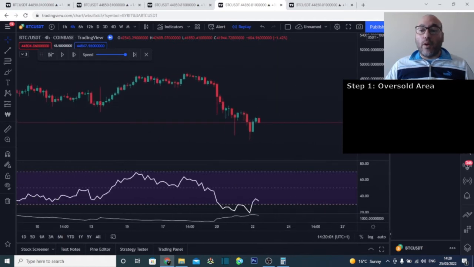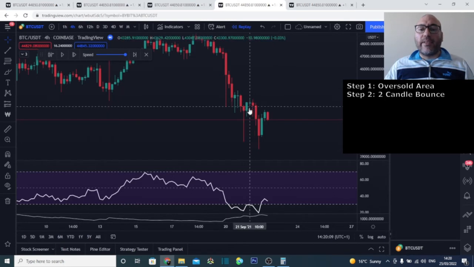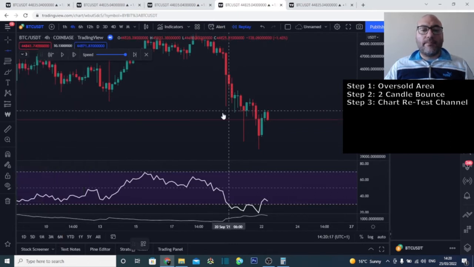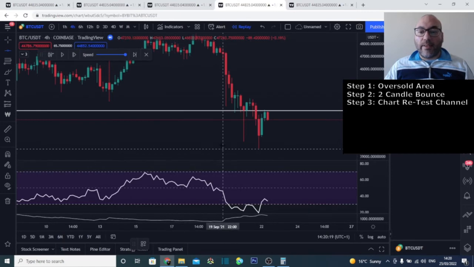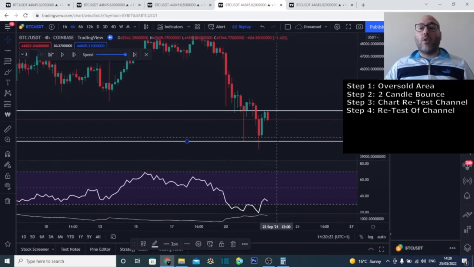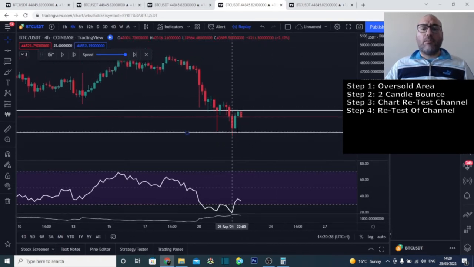Step 2, we want a pullback in the support area, 2 candles minimum. So we are charting again the channel, which is step 3. This time the channel is a little bit big. Step 4, we want a retest of that channel, but not closing below the channel.